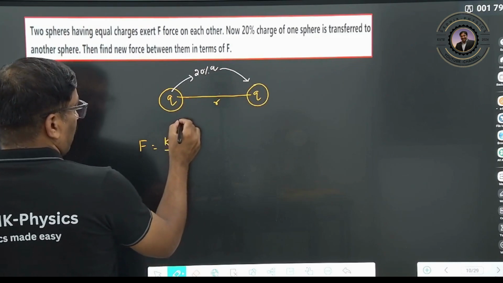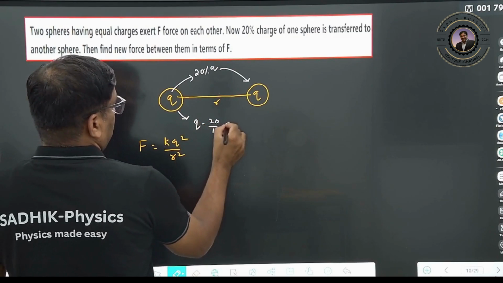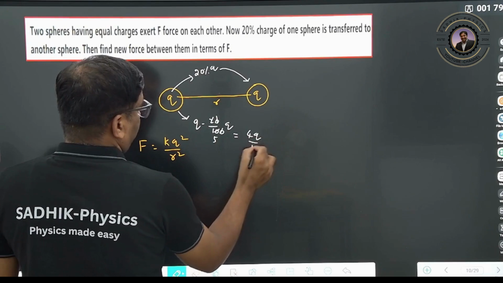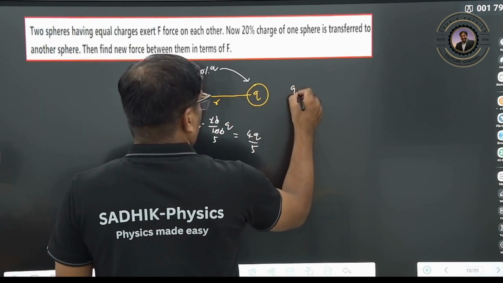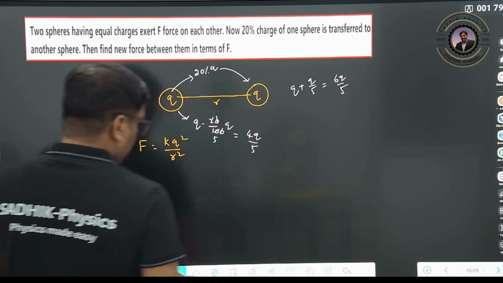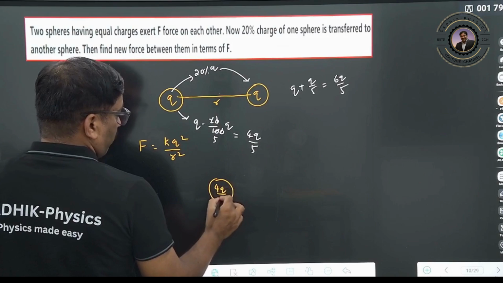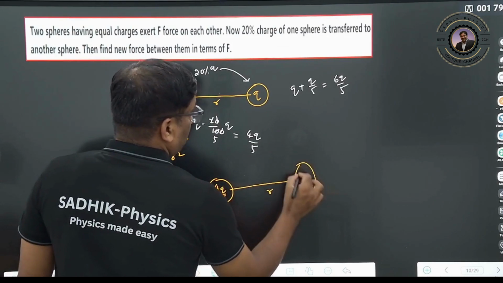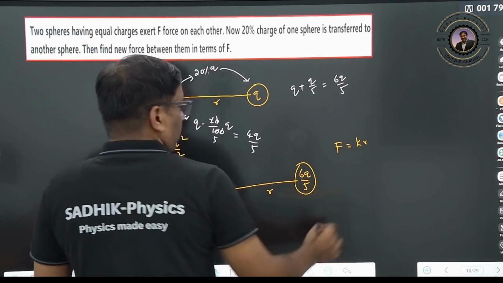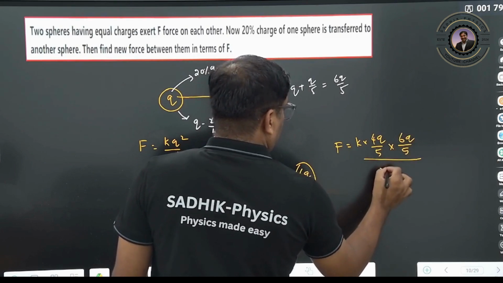So what will happen now? This new charge will be Q minus 20 by 100 into Q. How much will it be? Therefore it will become 4Q by 5 for the first sphere. For the other, Q is added with Q by 5, that is 6Q by 5. Clear? Now the same spheres are separated by the same distance, 4Q by 5 and 6Q by 5. What will be the force between them now? Again K into 4Q by 5 into 6Q by 5 by R square.